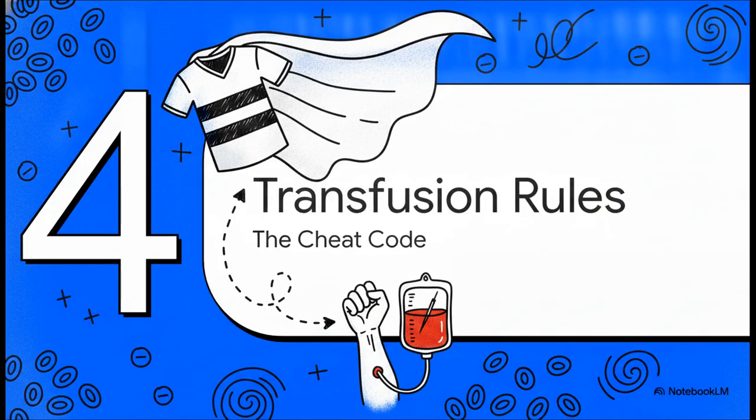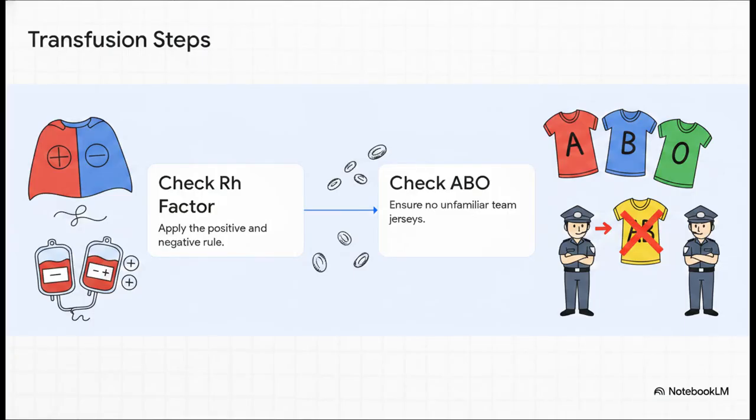All right, Section 4, blood transfusion rules. Let's put this whole puzzle together. We're going to combine our team jerseys and our superhero capes to build a foolproof cheat code for transfusions. When a nurse is in that high-pressure ER situation we talked about earlier, they just run through a very logical 2-step mental checklist.